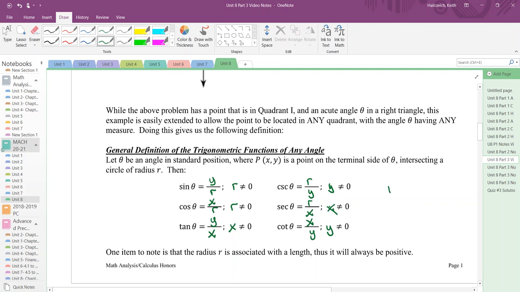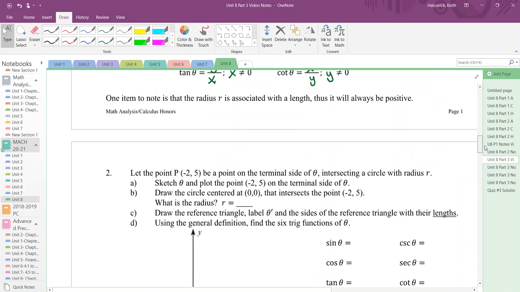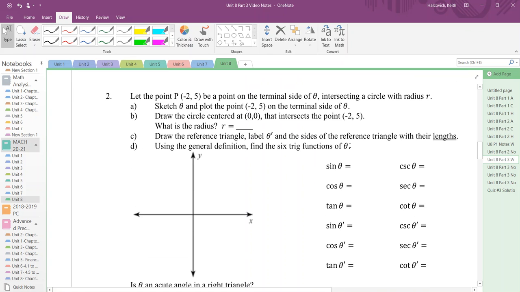And remember, to find r, you would take the square root of x squared plus y squared, because that's the Pythagorean theorem. That would give you the radius. Remember, the radius is a length, so it's always going to be positive. Lengths are always positive. So in example 2, it says let the point be negative 2, 5 on the terminal side of theta. So that's going to go into the second quadrant.